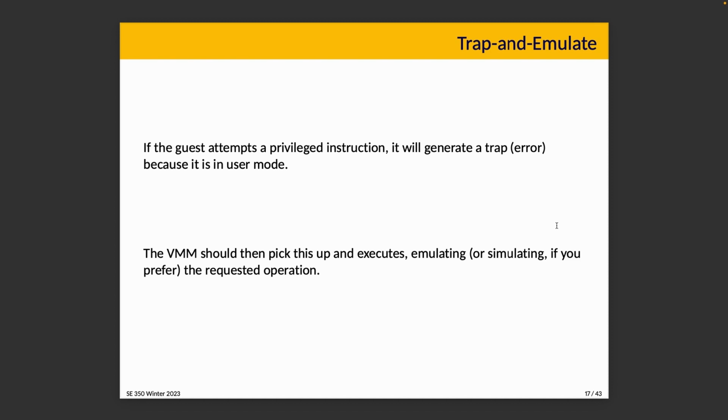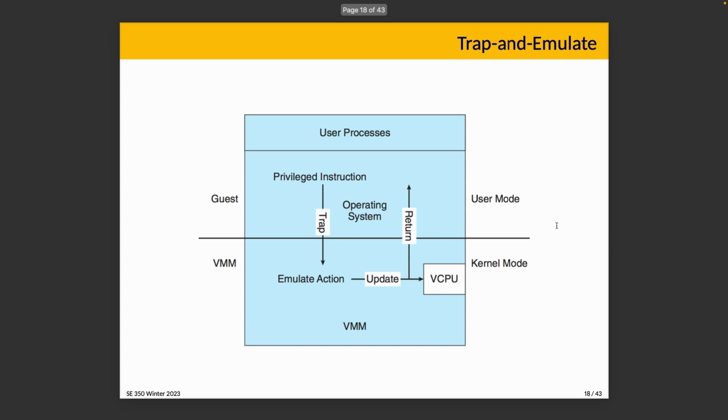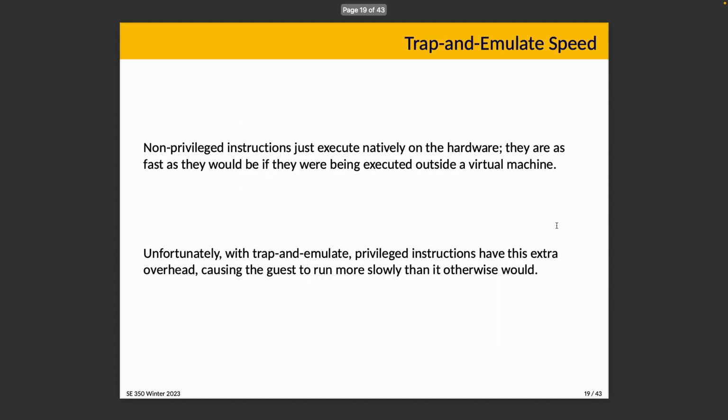And it can either emulate the operation or just carry it out, depending on what it's going to be. So if the user process wants to execute a privileged instruction, there is a trap. The virtual machine manager will emulate the action if necessary, update the state of the VCPU, and return to the user process as before. So non-privileged instructions can just execute natively on the hardware, so they are effectively as fast as they would be if they were executed outside a virtual machine. So there isn't a lot of overhead associated with those kinds of instructions.